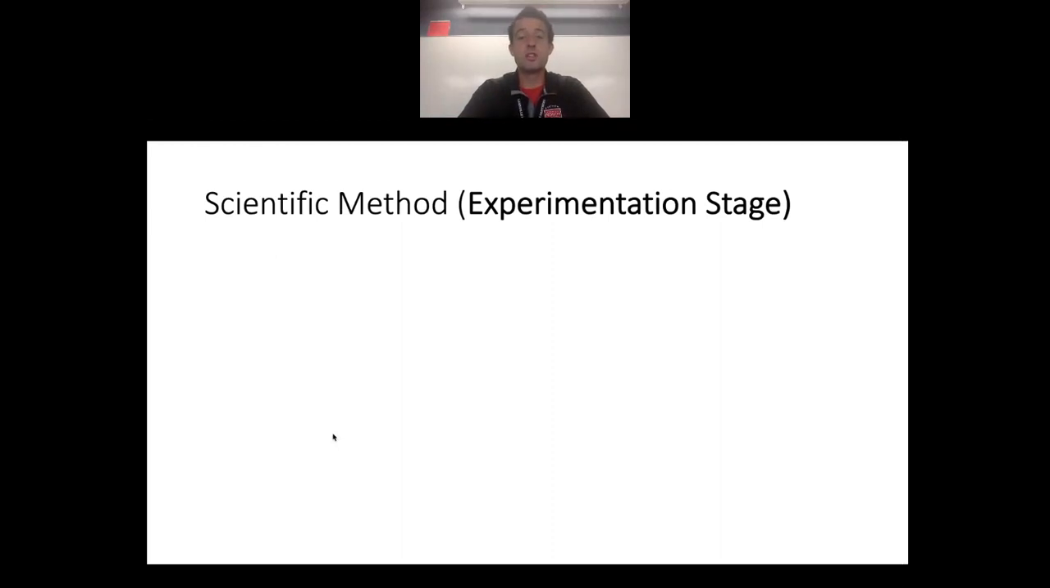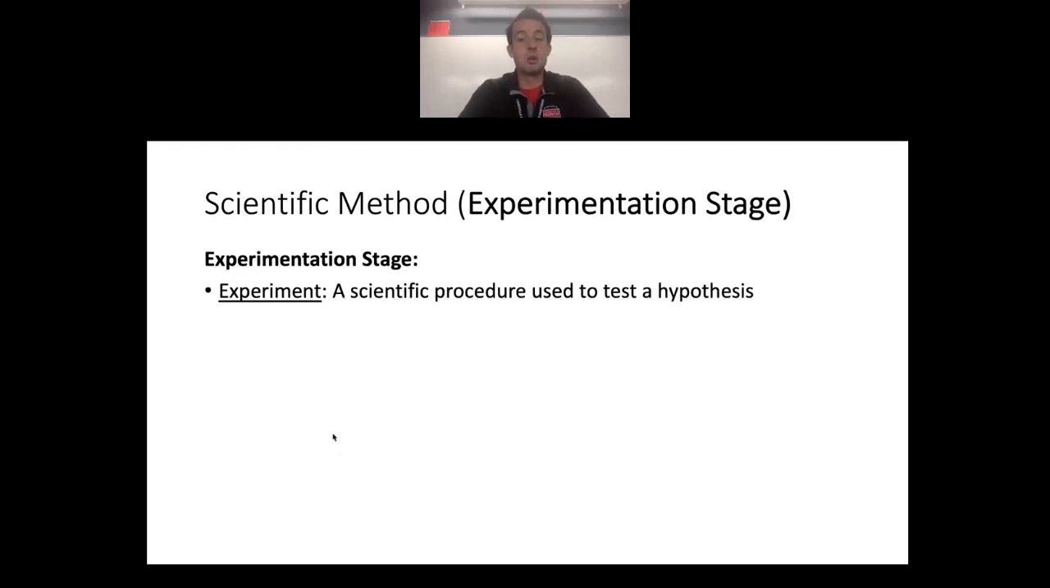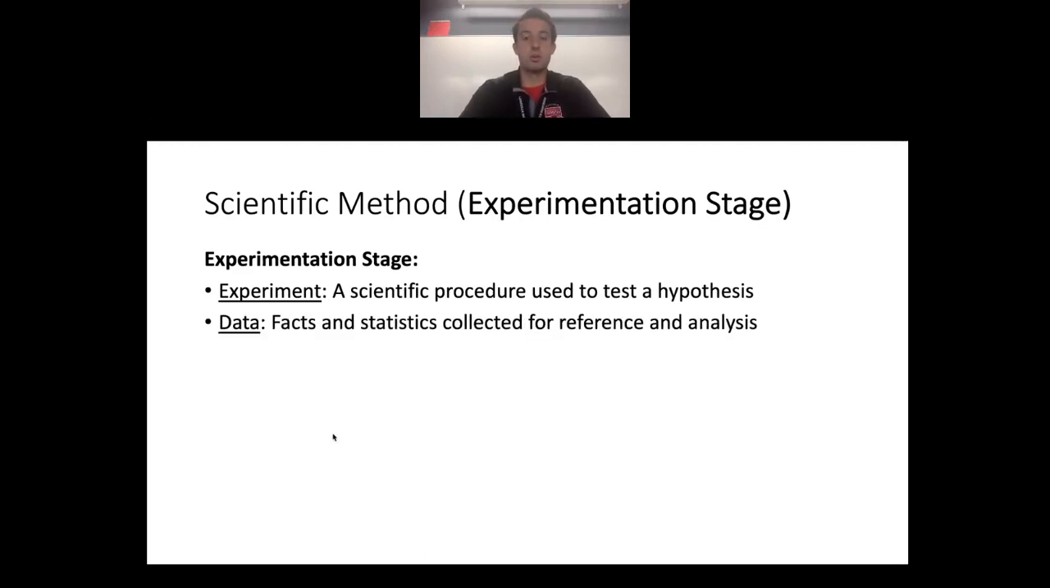Okay, let's move on to the experimentation stage. This is where we actually do the thing. We actually figure out the data. So, an experiment is a scientific procedure used to test a hypothesis. Data is just the facts that we collect, and we can reference them later. We can analyze them. So that's what an experiment and data are.